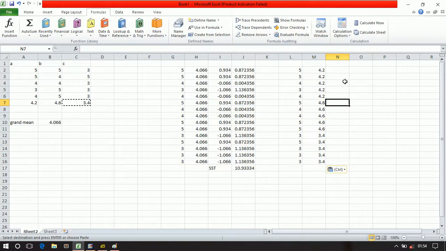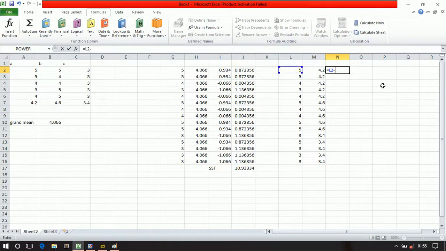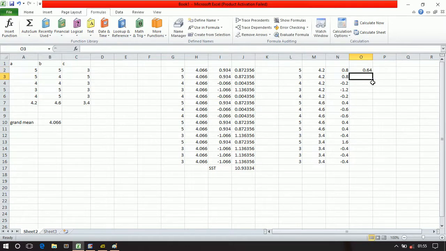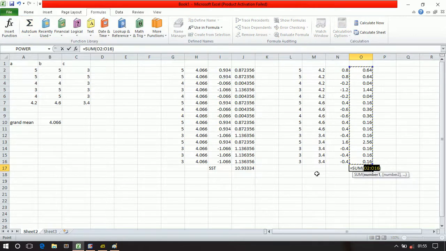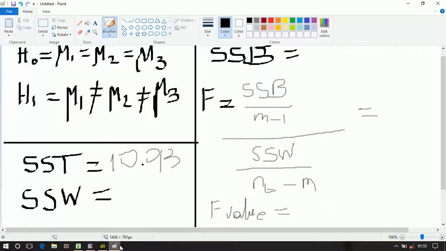The calculation is very similar to what we did before. We will subtract first, and then we will take the square, and then we will add. That gives us the sum of squares between. Sorry, this is sum of squares within. So let me make a note in my manual calculation.